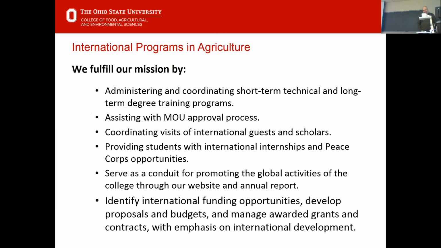Some of the main activities we fulfill in our office, and this is just the IPA office, is we coordinate international visitors and guests. Since September, we've probably had about 48 visitors from many different countries. I just remember the two latest groups was a group from South Africa, from the Western Cape, that came here, four or five people. And then we also had a group from Henan Agricultural University.